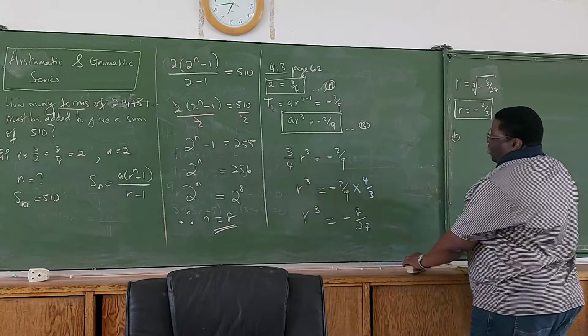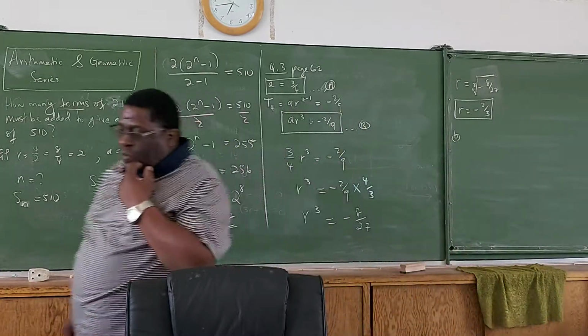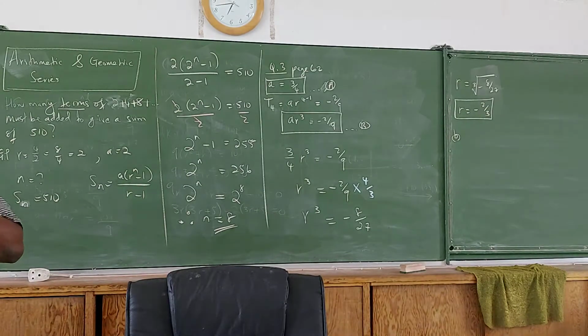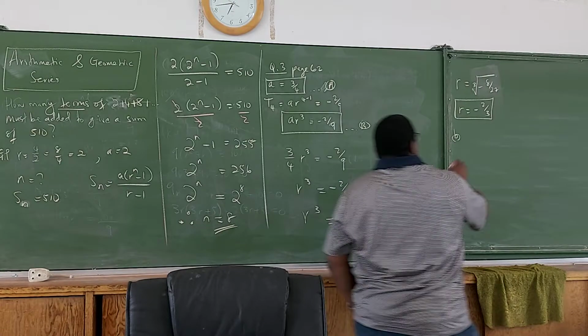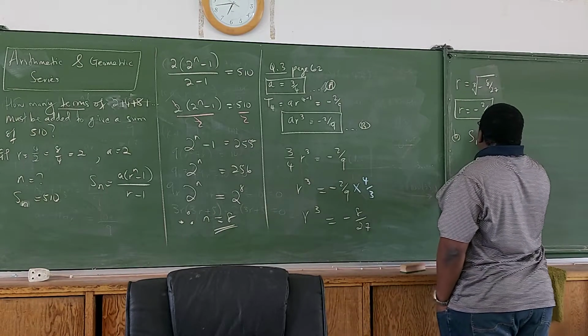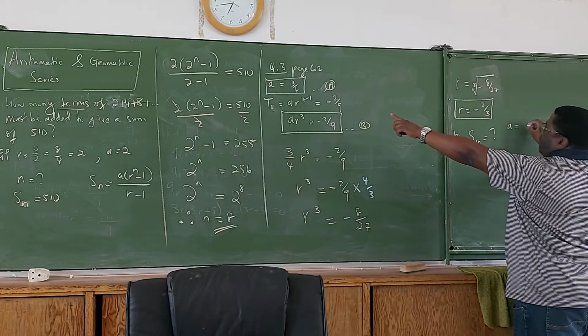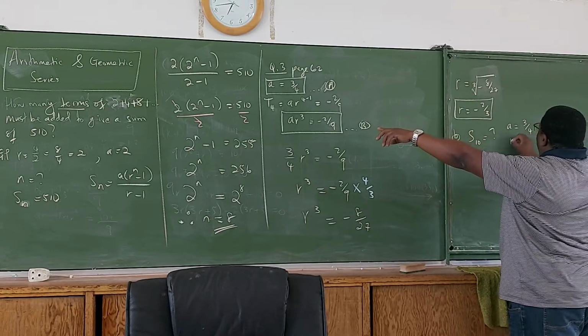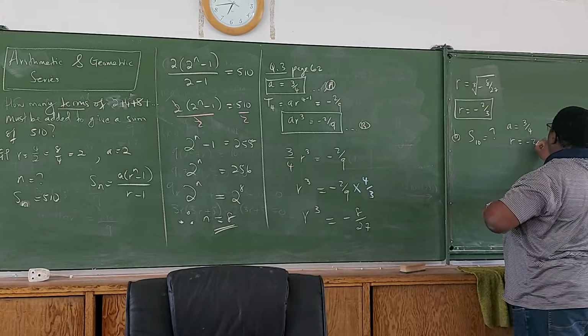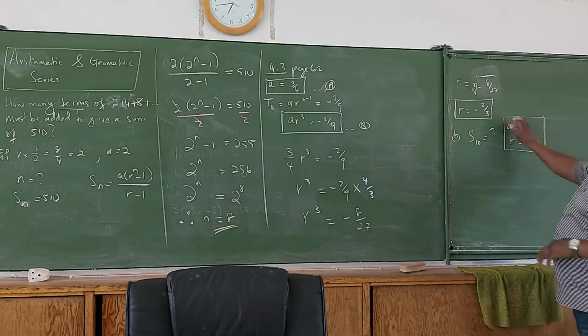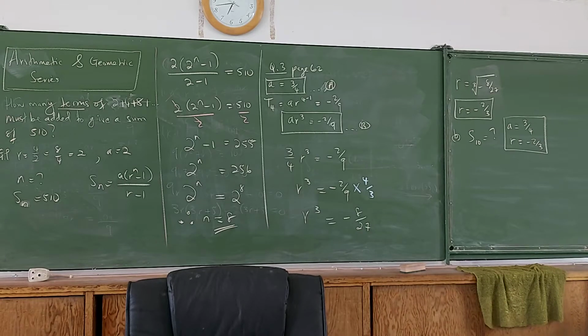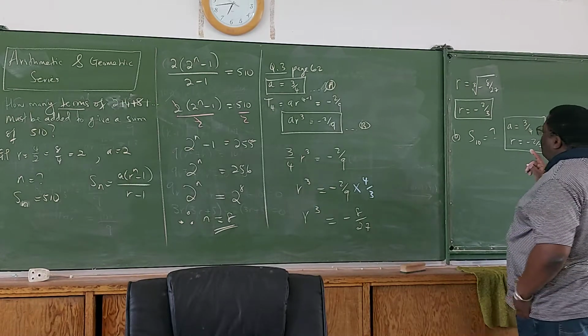Then there's a B part to the question. The B part of the question wants us to calculate the sum of the first 10 terms. So we know what A is. Our A is 3 quarters. And our R, we calculated, is negative 2 over 3. Now you must be very careful here. There's something I want to show you, because it's very easy to make this mistake.